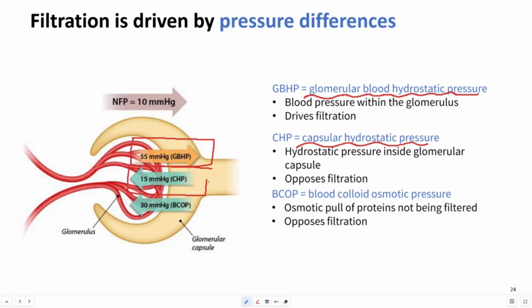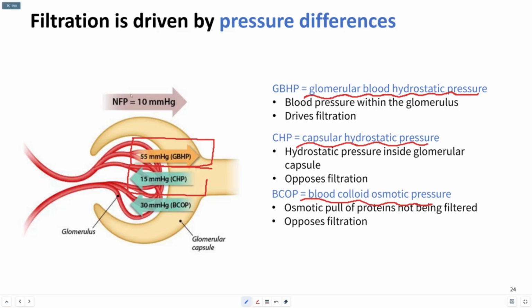There's also going to be an osmotic pressure exerted by the blood due to the dissolved solids contained within it, most notably the plasma proteins or colloids, and hence the name blood colloid osmotic pressure. This pressure tends to draw fluid into the glomerulus. The pressure within the glomerular capsule is due to the amount of filtrate within the capsular space, which is going to be your hydrostatic pressure in the capsular space. And this pressure impedes the movement of additional fluid from the blood into the capsular space.